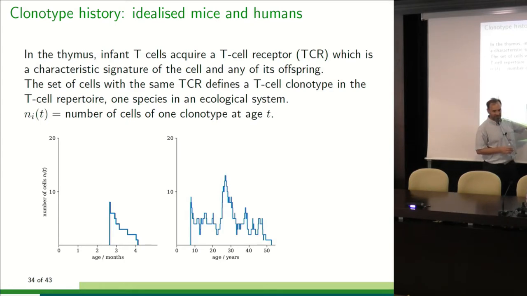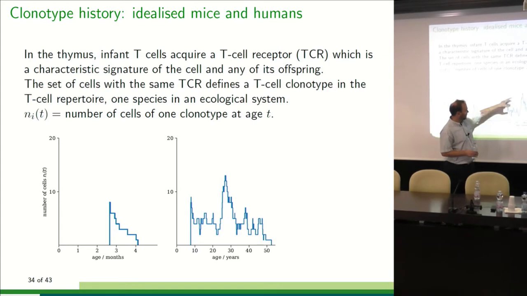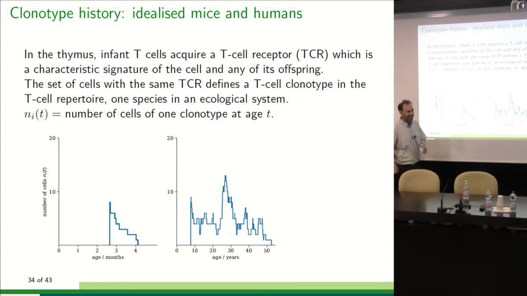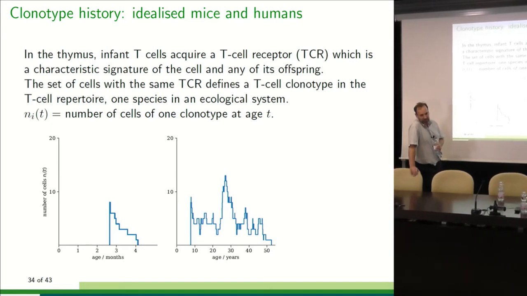Let's say 8 cells came out of the thymus when we were about 7 years old. The number of cells of that type is an integer, which we could in principle measure. It goes up and down by 1 at a time. A cell either dies or a cell divides. And eventually it goes to 0, let's say when we're 54 years old. And that's the story of a clonotype in the periphery. So you can work out the average of those and therefore figure out what happens.